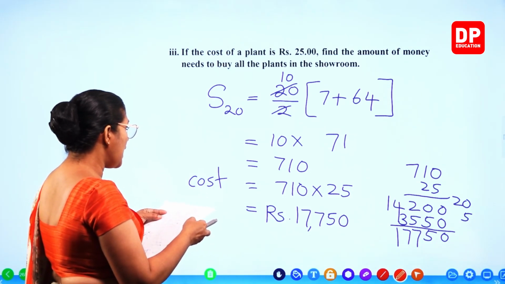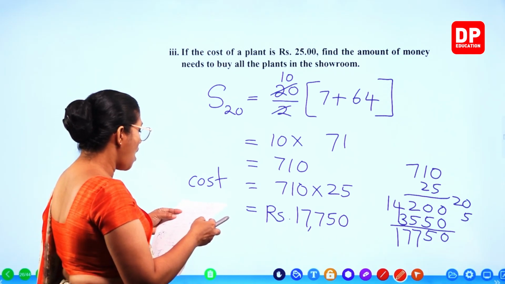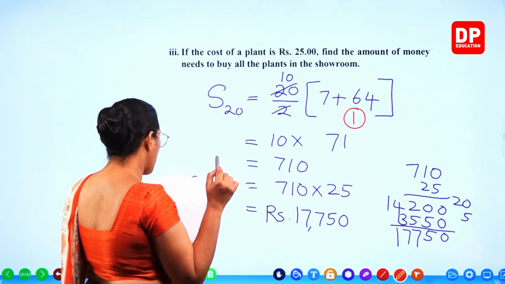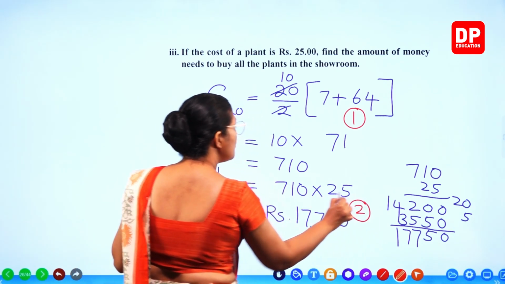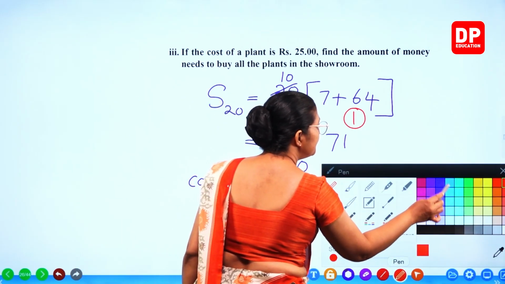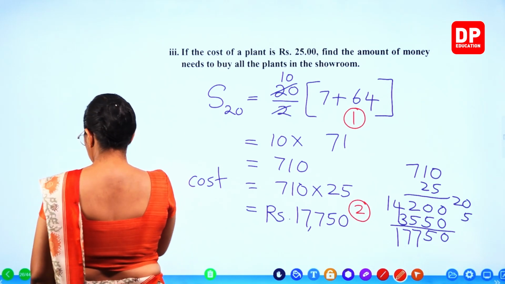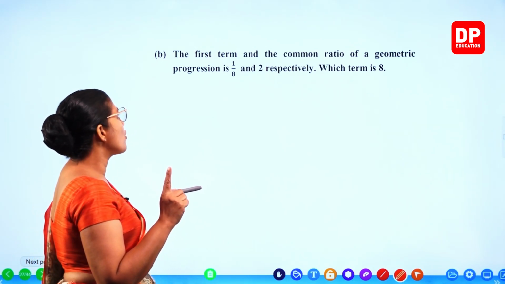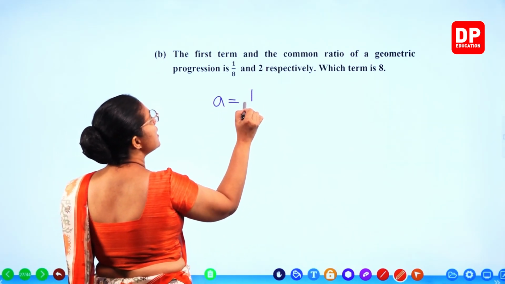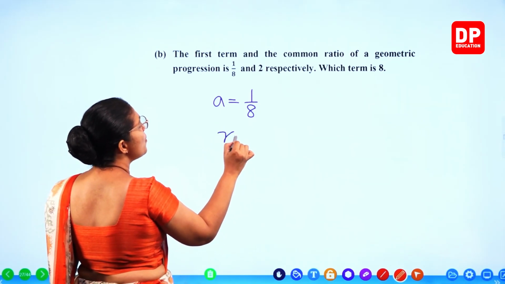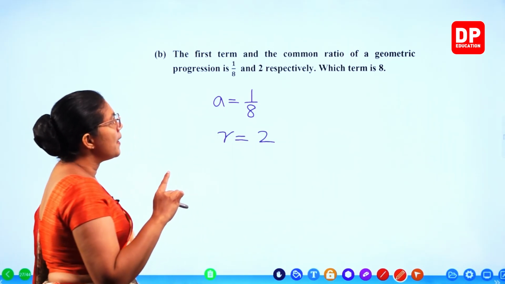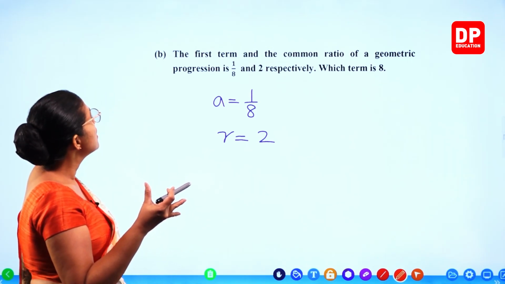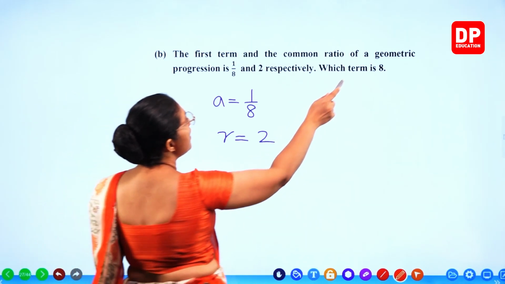Let's see how many marks for that. So you are getting 1 mark for writing the sum formula and get the total number of plants. And then to calculate this value, you get 2 marks. Part B, the first term and the common ratio of a geometric progression is 1 over 8. That's the first term. Common ratio we can write as R. That's 2. Respectively, which term is 8? Nth term is 8 and you are asked to find out N.